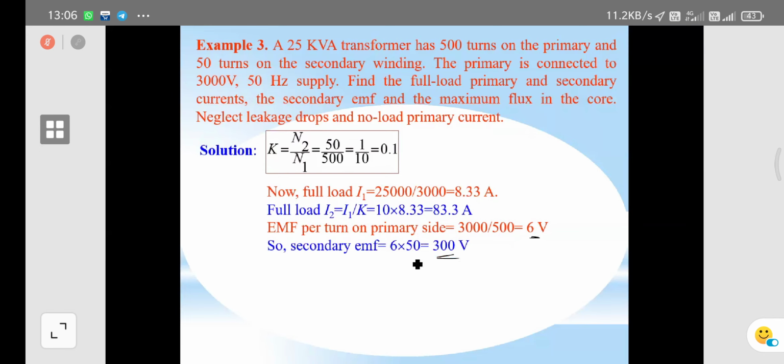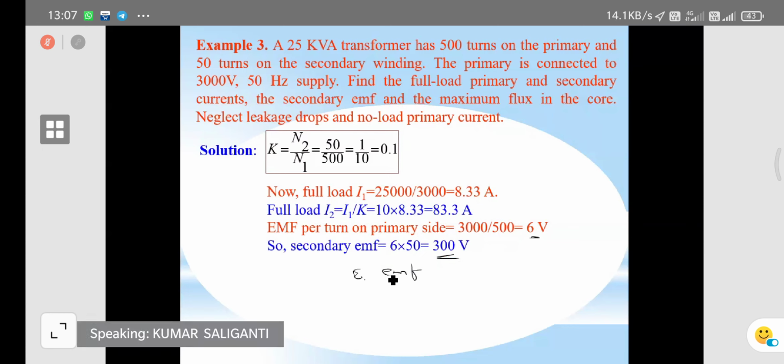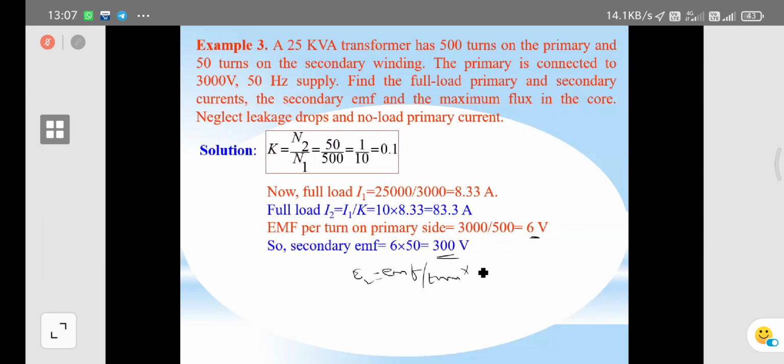I think you have understood the secondary EMF here. The EMF per turn on the primary is 6, and the EMF per turn on the secondary is also 6. So the EMF per turn into N2, that is E2, is equal to the EMF per turn, 6, into N2, the 50 turns on the secondary. Then you can get 300.